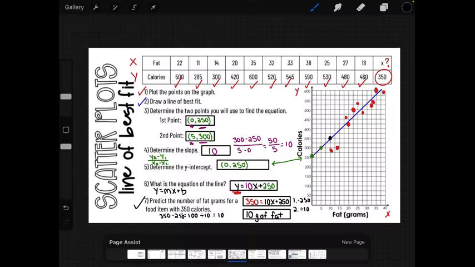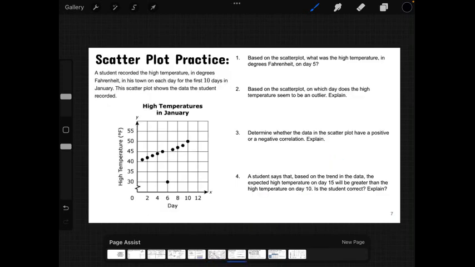Okay. Take a second, make sure you have all of this copied down into your notebook. Once you have this copied, please go on to page 7 and answer these questions about scatter plots.